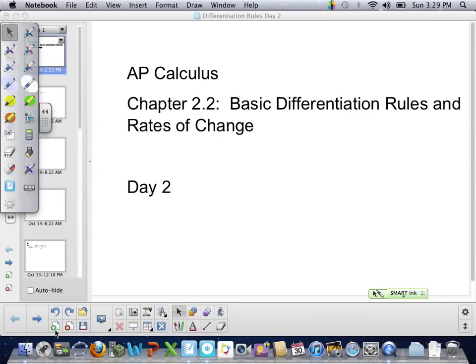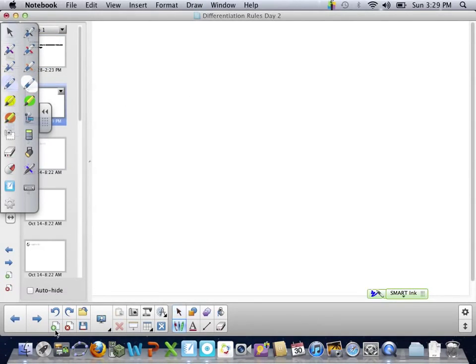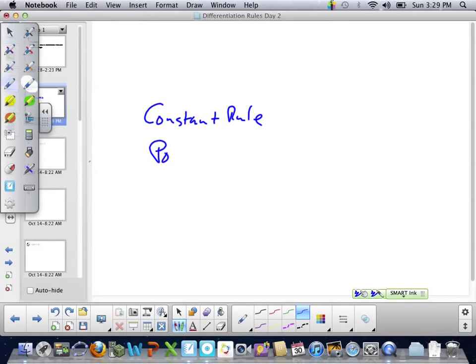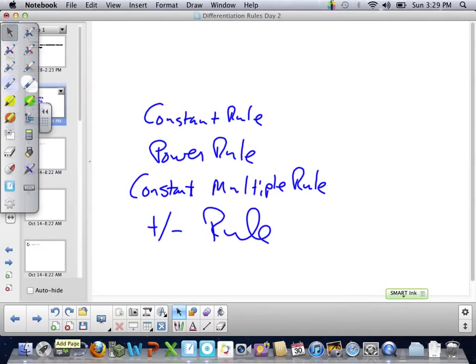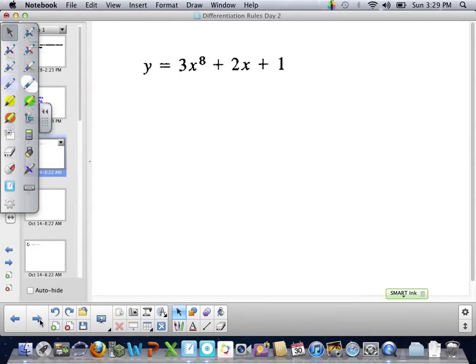So in review, we learned 4 rules yesterday. The constant rule, the power rule, the constant multiple rule, and the sum and difference rule. All right? So our first example applies 3 of the rules.